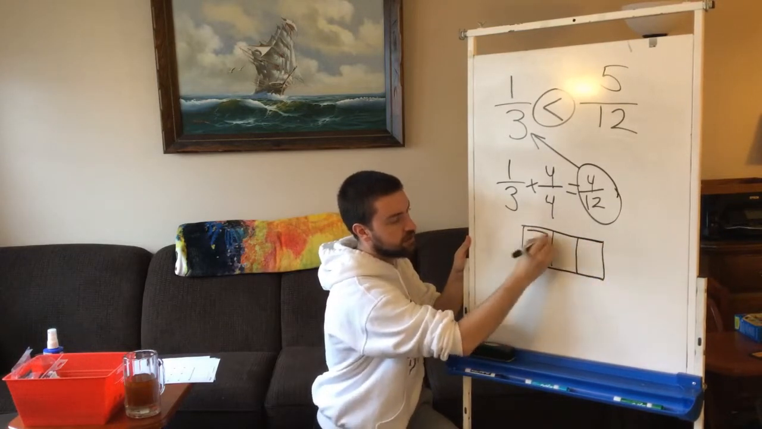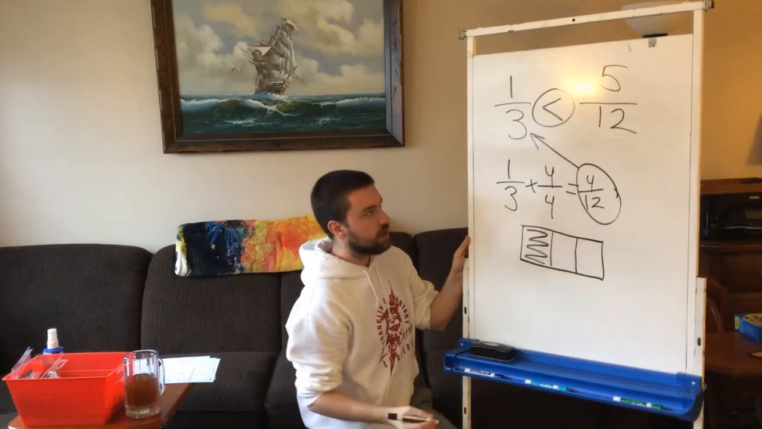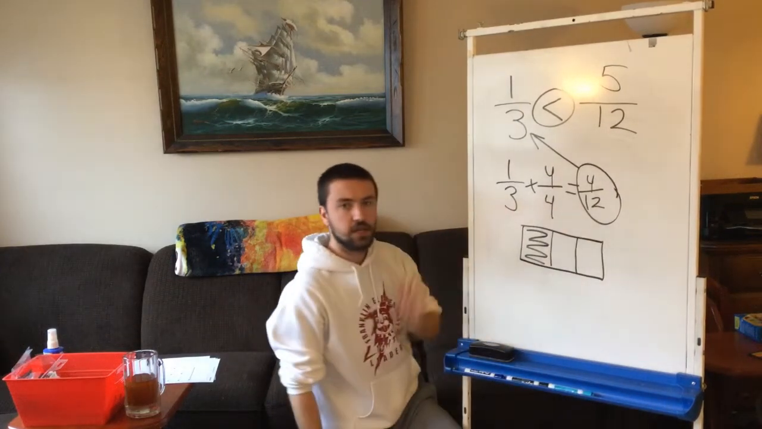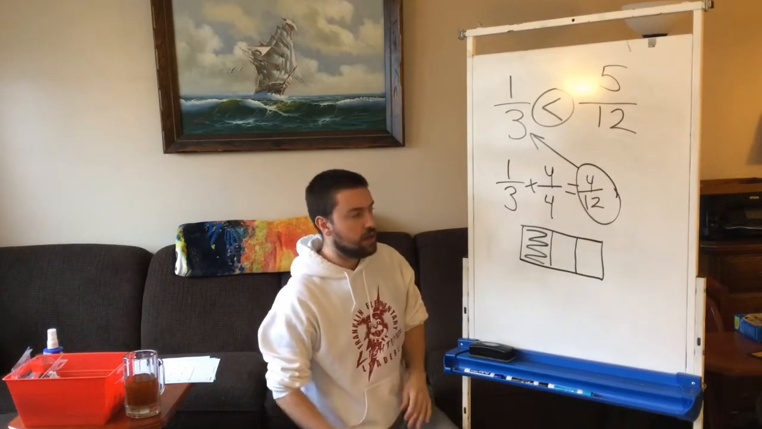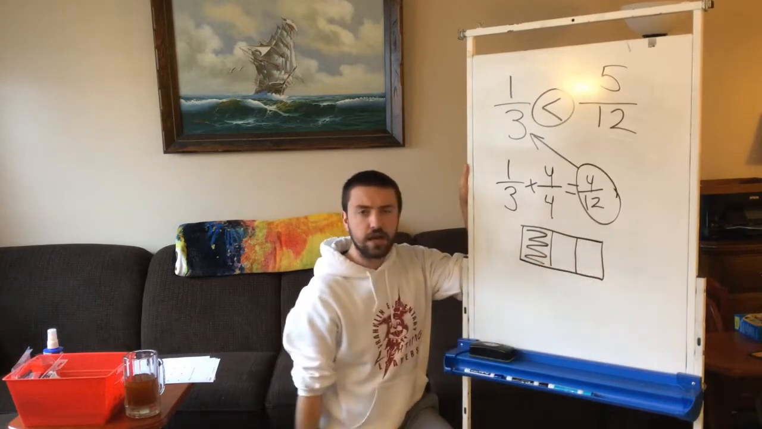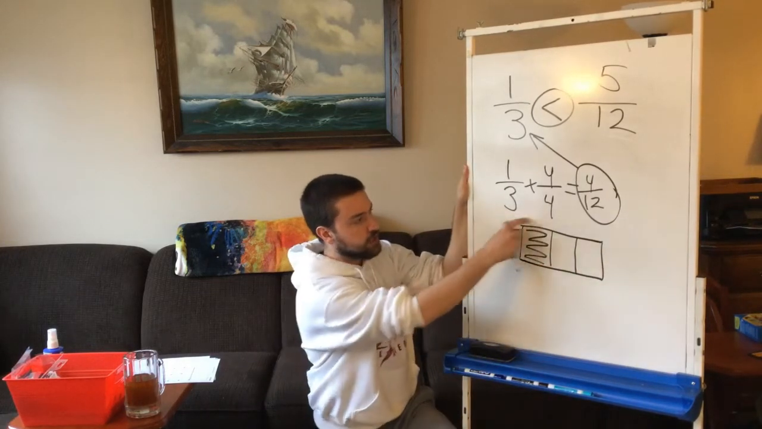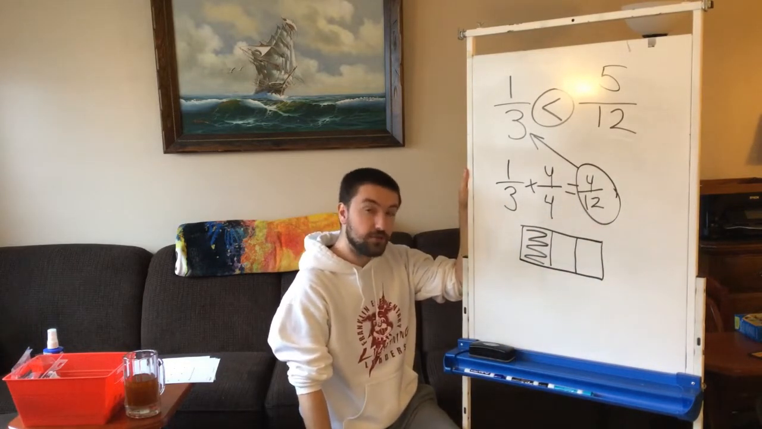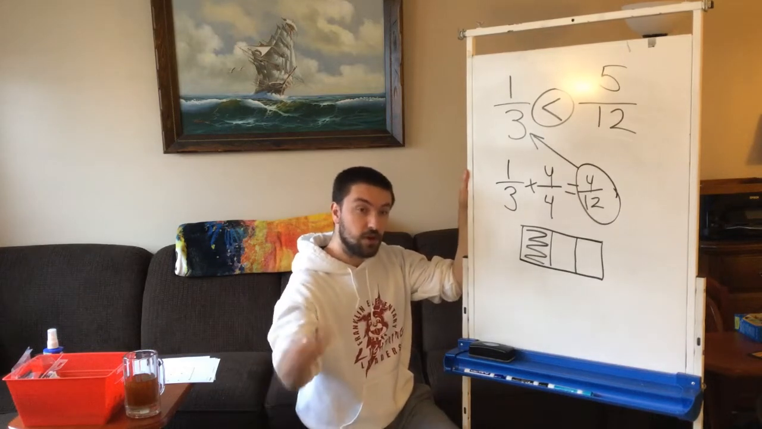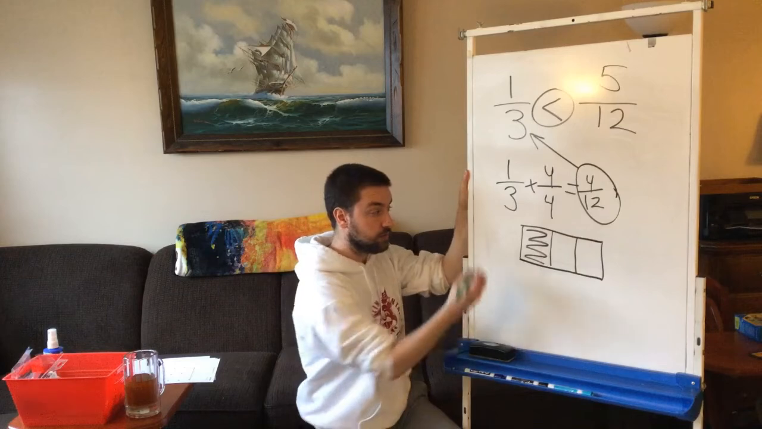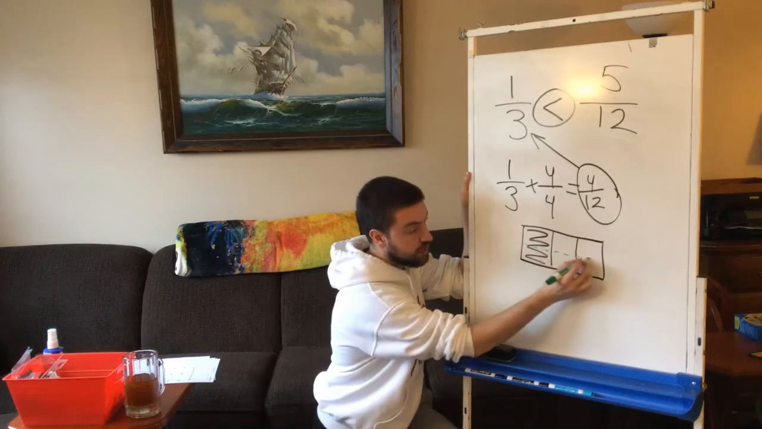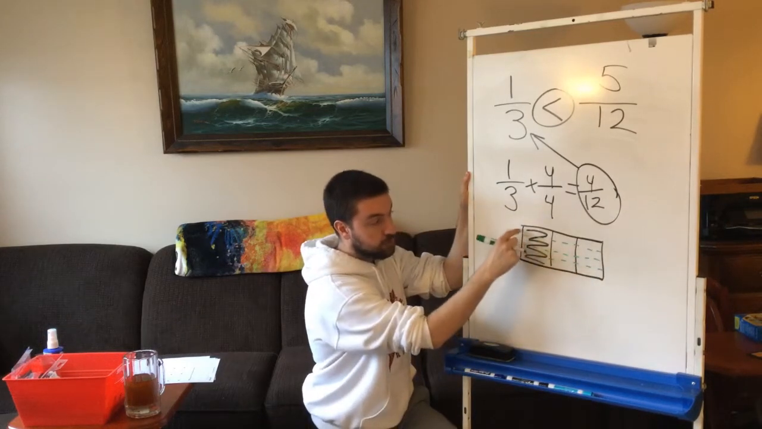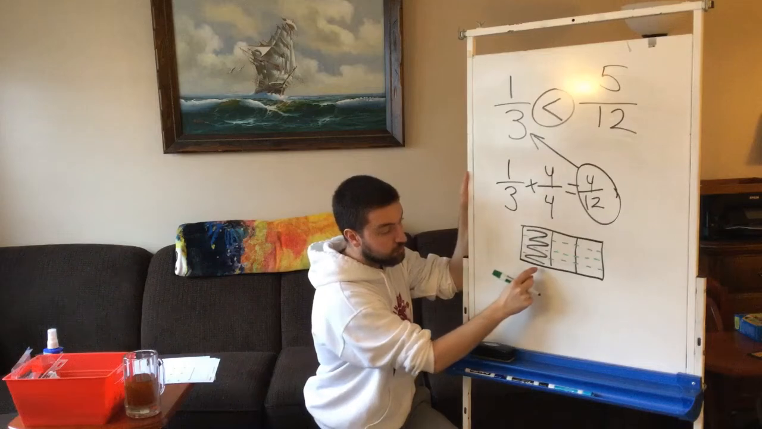Here it is. And now I want to create rows and columns to show 12ths. Well, I have 3 columns here. And I learned that 3 times 4 equals 12. So I need 4 rows of 3. 4 times 3 is 12. 4 rows of 3 is 12. So I need to break up this into 4 rows of 3. 1, 2, 3, 4 rows of 1, 2, 3.